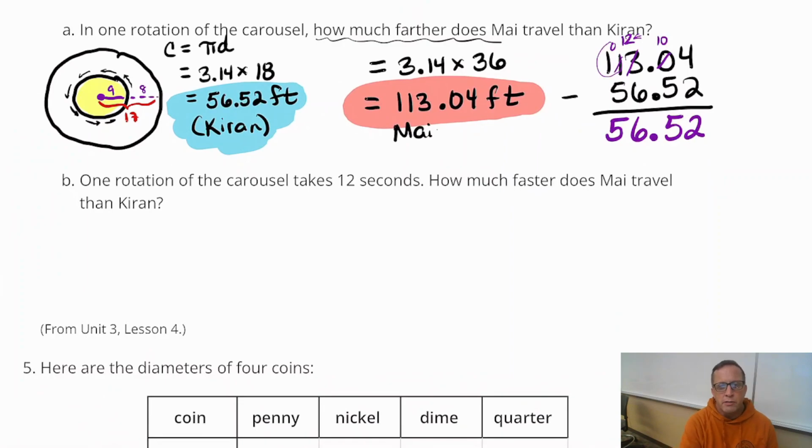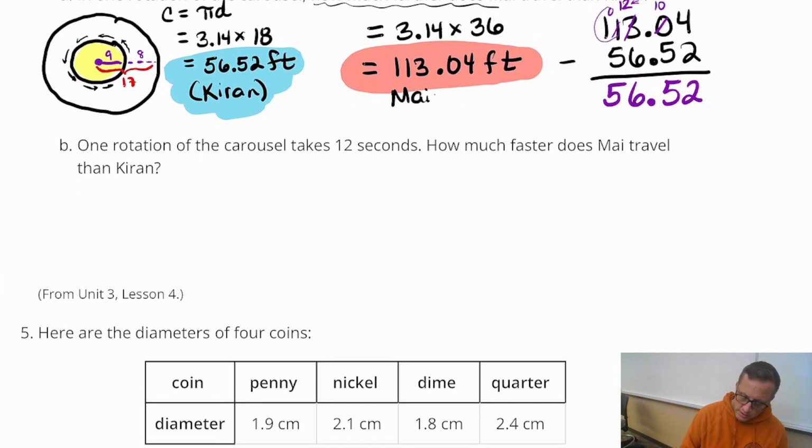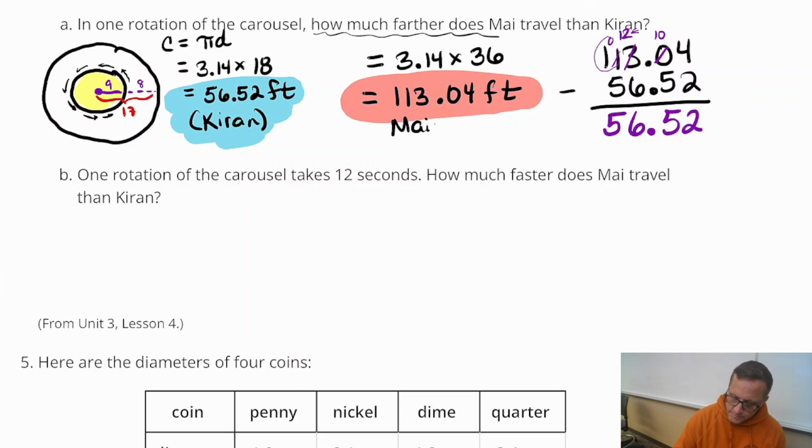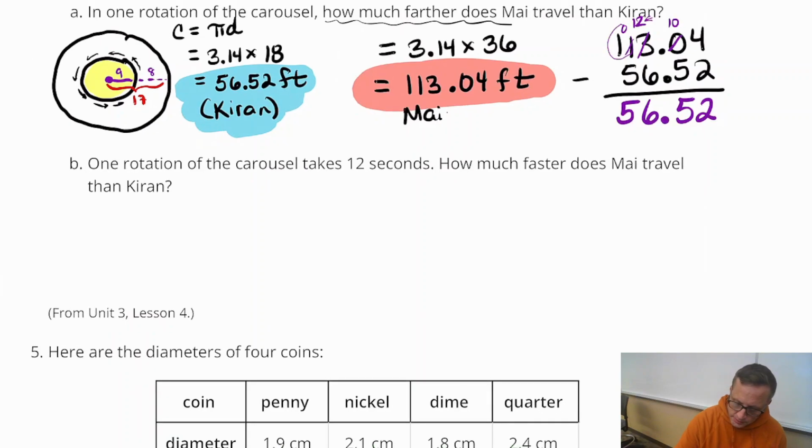All right, so one rotation of the carousel takes 12 seconds. How much faster does Mai travel than Kieran? So one rotation takes 12 seconds. Well, we're going to need to figure out feet per second, and that's exactly how the division is going to be done. Feet divided by seconds.